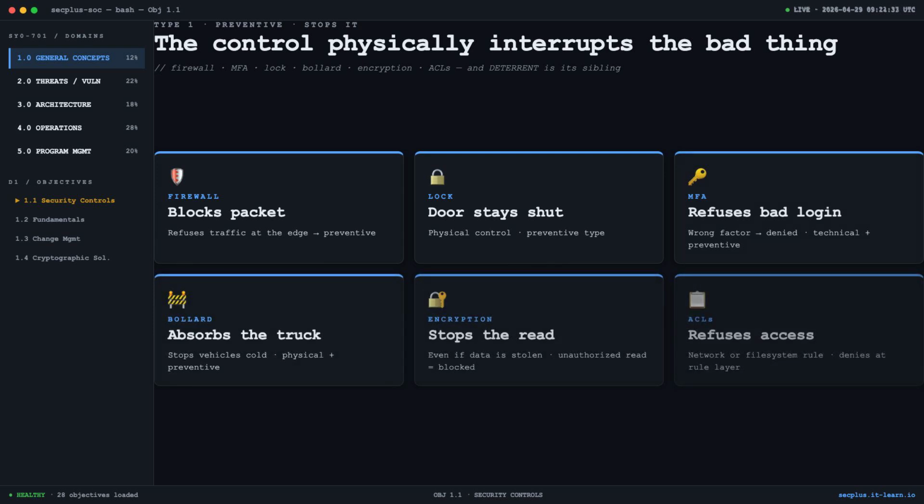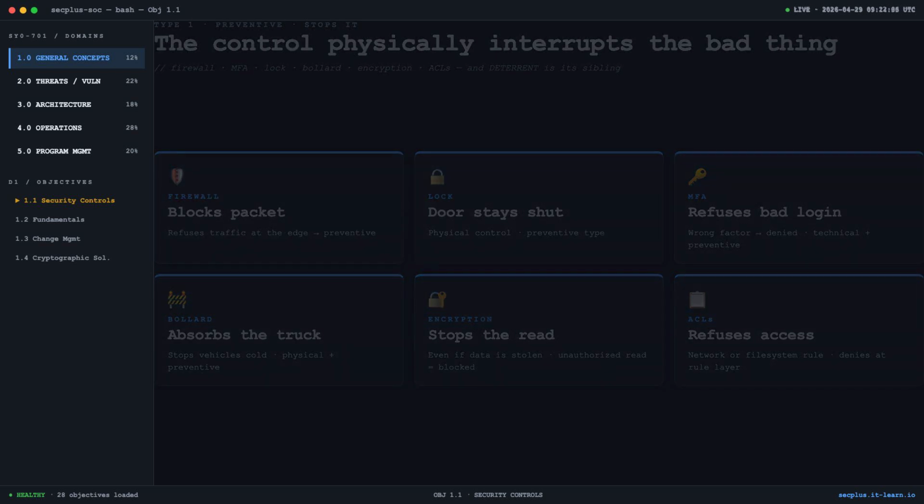Deterrent controls discourage the attacker, but don't physically stop them. The warning sign that says area under 24-hour surveillance. The visible guard at the front desk. Lighting on the back of the building. Guard dogs. The attacker could ignore all 3 of those and still get in, but they probably won't try. The fence is a great example of why both types matter. A 6-foot fence prevents a casual person from walking through. The signs on the fence deter the determined ones. Same fence, 2 types stacked on the same control.